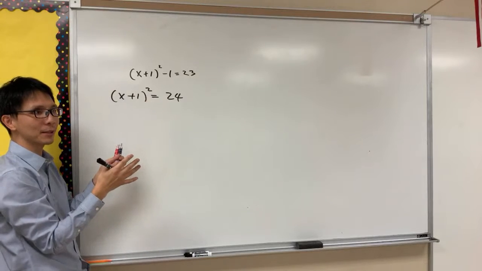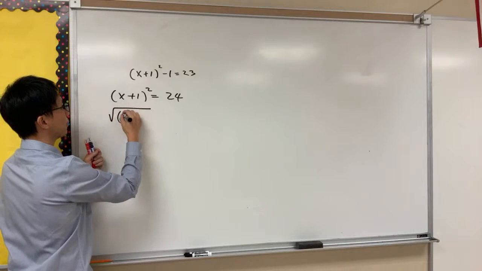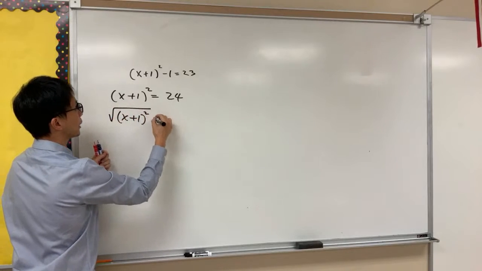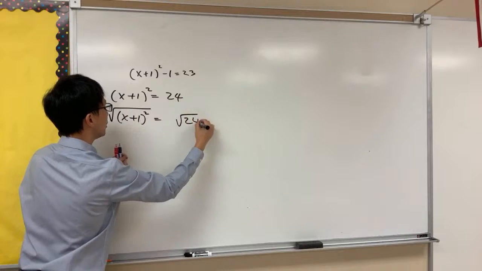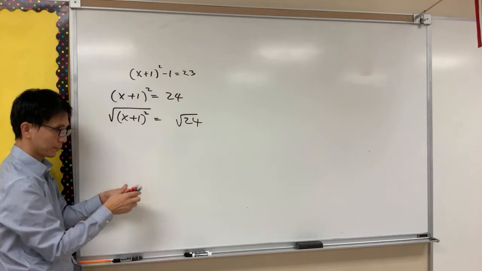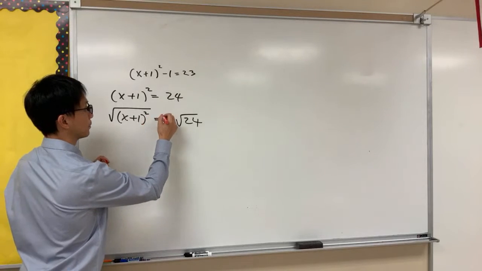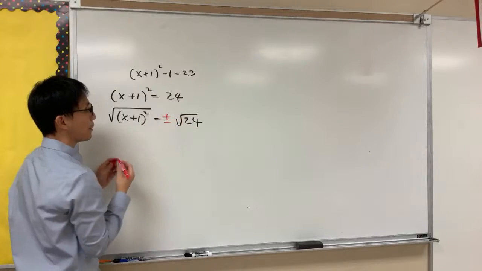What am I doing next? Square root, right? So I'm gonna take the square root of (x + 1)^2. That's the square root of 24. But what do we forget? Plus or minus. Thank you. Plus minus. So don't forget that plus minus.